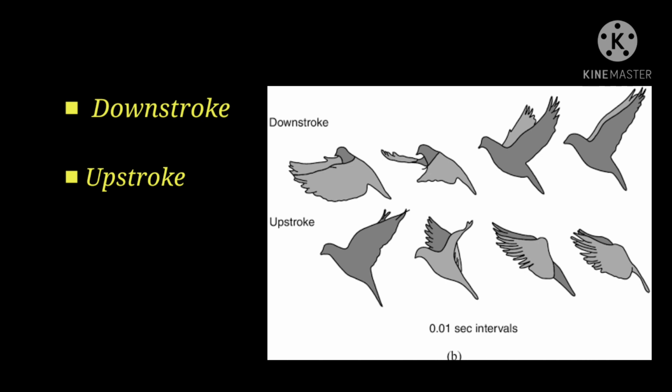Next, the upstroke. This is the upward movement of their wing, right? And by this upward stroke they store energy in their wing for the next downstroke. So in this way, by upstroke and downstroke, they generally fly.